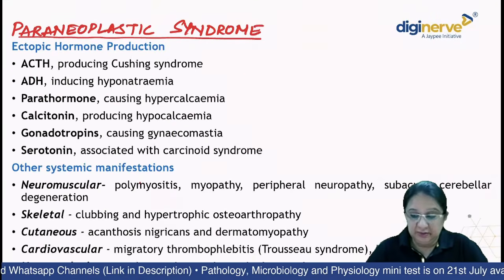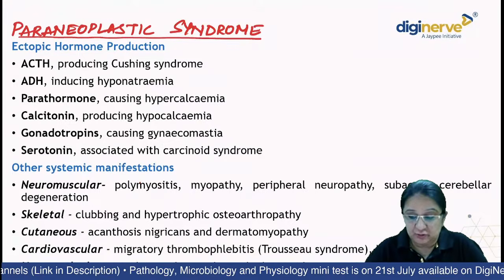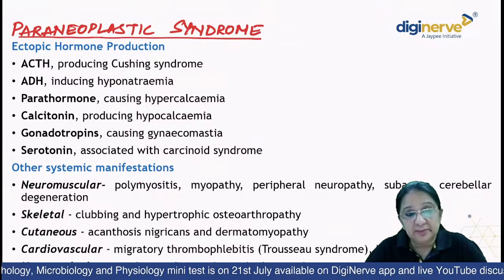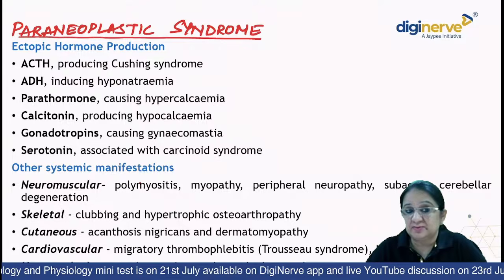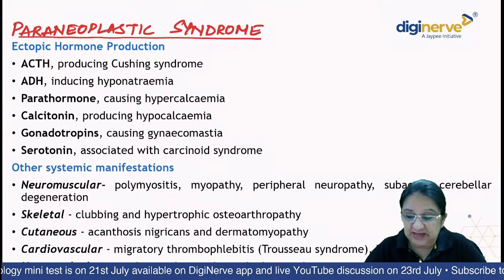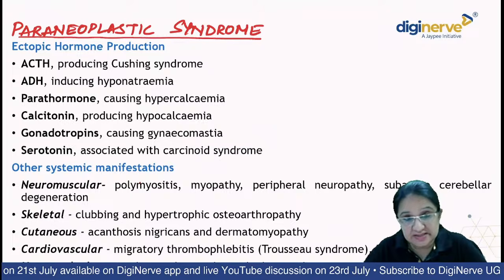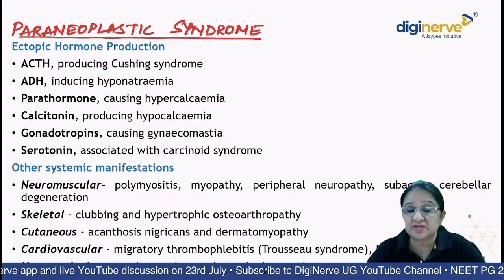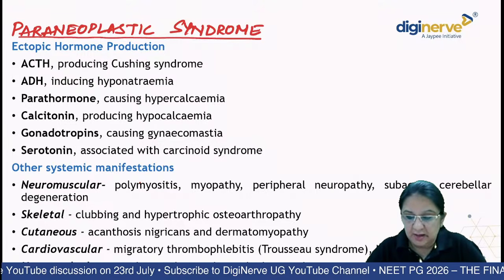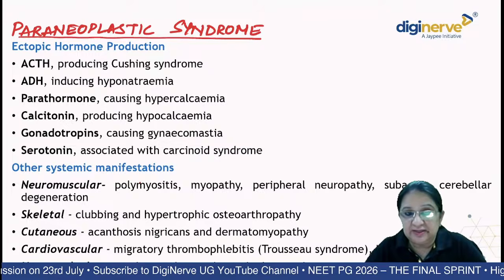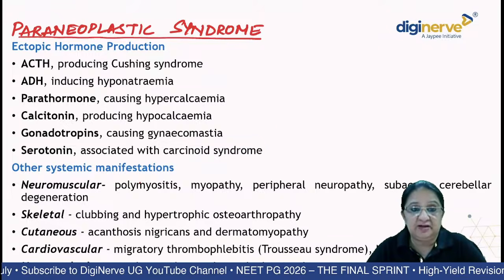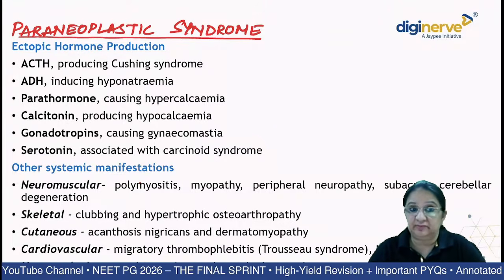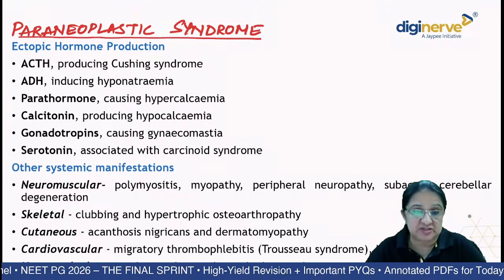Now, coming to paraneoplastic syndrome. What is paraneoplastic syndrome? Basically, a patient develops signs and symptoms in the setting of malignancy, but those signs and symptoms are unrelated to that malignancy, or cannot be explained by the anatomic location of that tumor or by the hormone secreted from that tumor. So that is paraneoplastic syndrome.